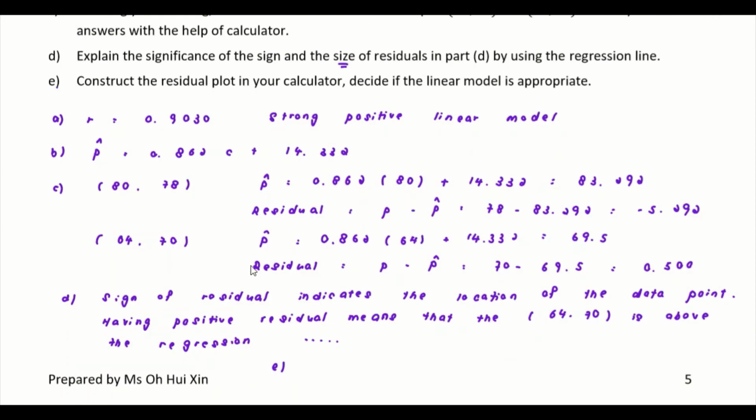So the answer for part E is that a linear model is appropriate because the values are scattered randomly above and below the x-axis in the residual plot. That's basically the same as how you answered the previous question. If it's randomly scattered, then the linear model is appropriate. If you get a fixed shape, then the linear model is not appropriate. I hope that explained it.